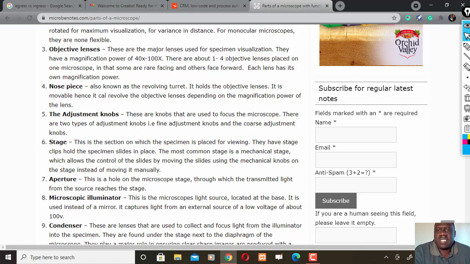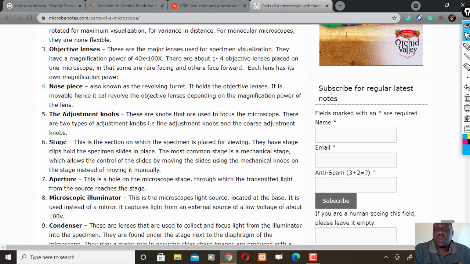The stage is the section on which the specimen is placed for viewing. They have stage clips to hold the specimen, of course, and hold the slide in place. The most common stage is a mechanical stage, which allows the control of the slides by moving the slides using the mechanical knobs on the stage instead of moving it manually with your hands.